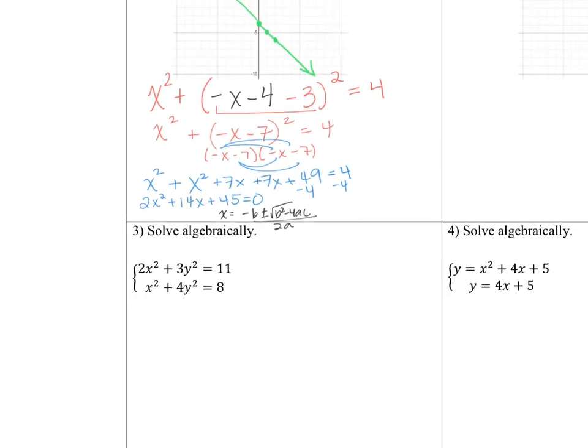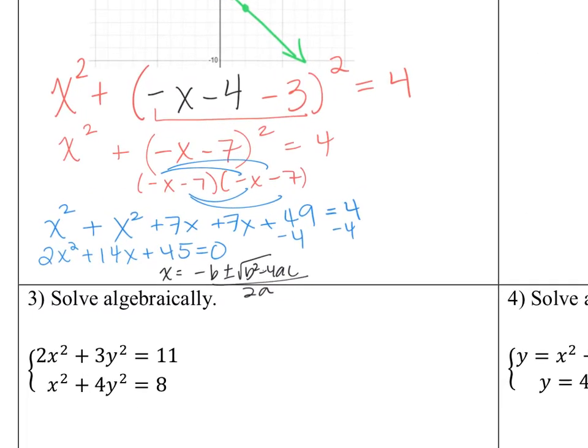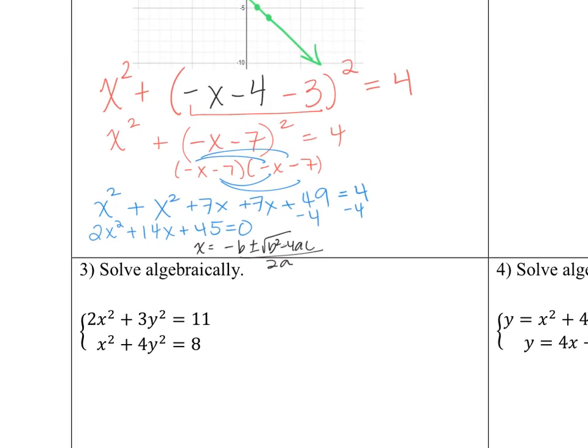Now I already know that there appears to be no solution, but I want to know algebraically what that looks like. And so if I plug in to this formula, I'm saying my a is 2, b is 14, and c is 45. And so this will be x equals -14 plus or minus the square root of 14 squared, which is 196, minus 4 times 2 times 45, all over 2 times 2.